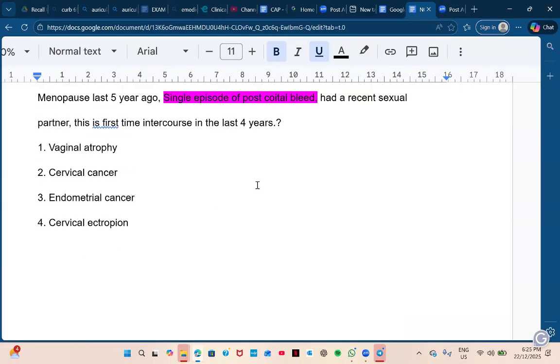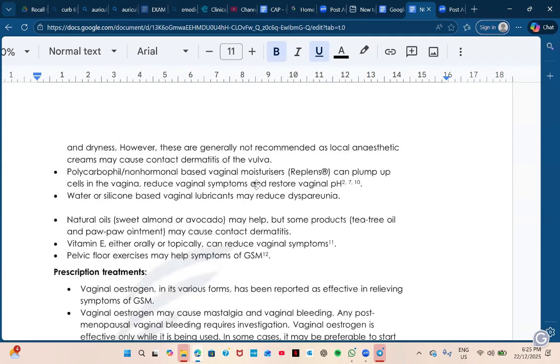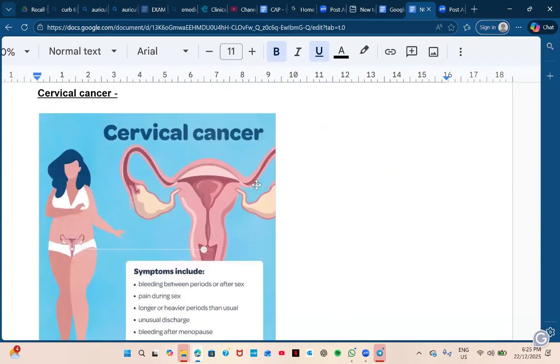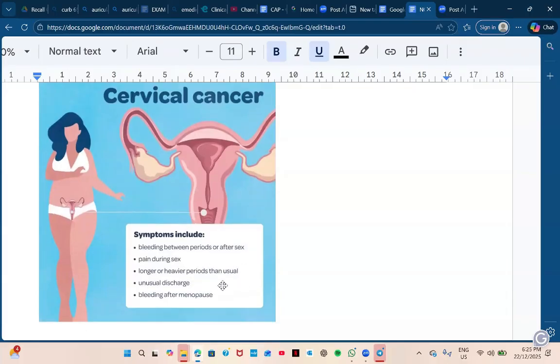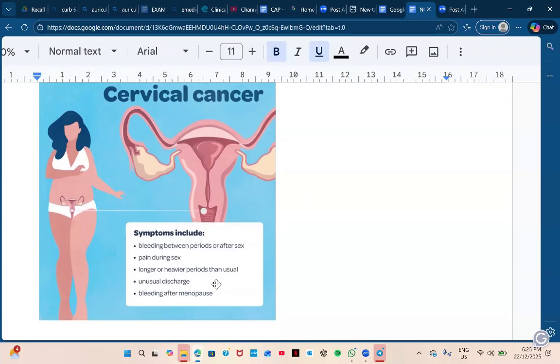So, all agreed with vaginal atrophy, right? And let's see why not others. So, how do cervical cancers present? Yes, with bleeding between periods, bleeding after sex, pain during sex, longer, heavier periods than usual, unusual discharge, and bleeding after menopause. Okay, so bleeding after menopause.